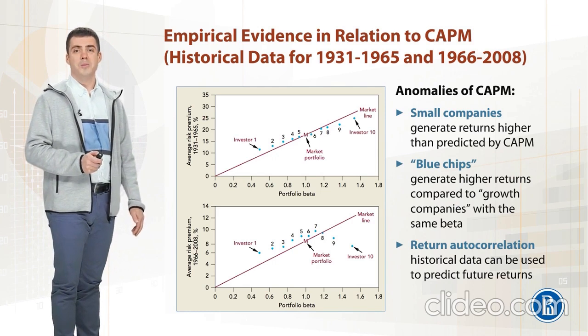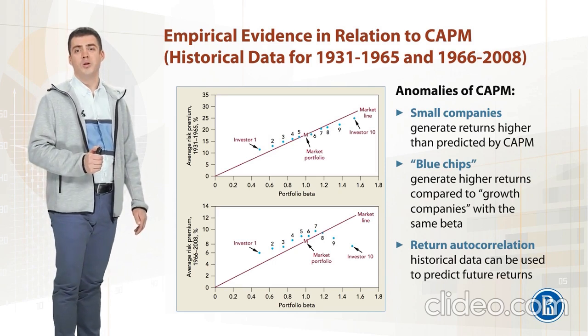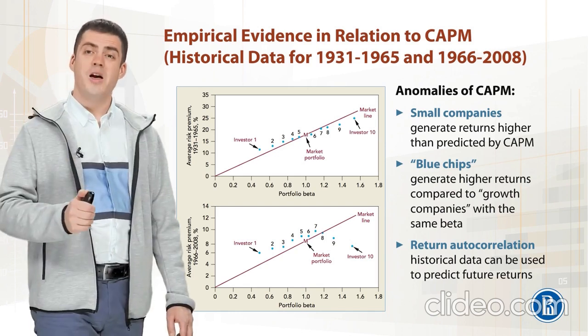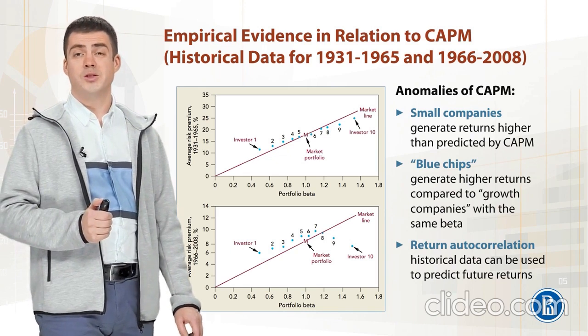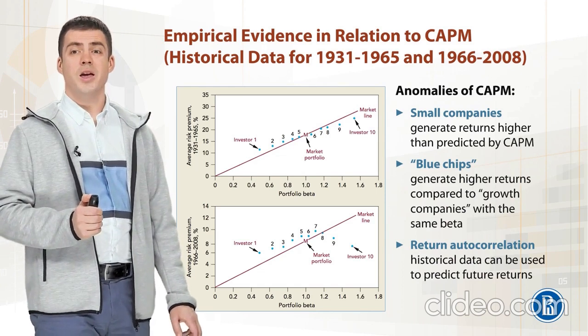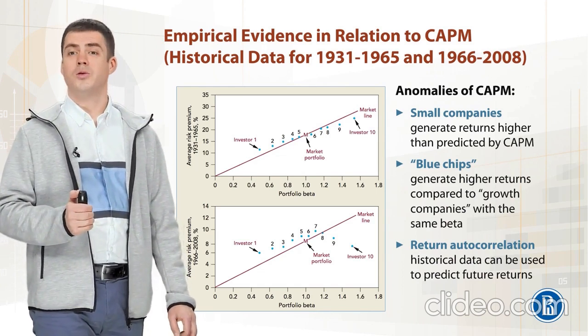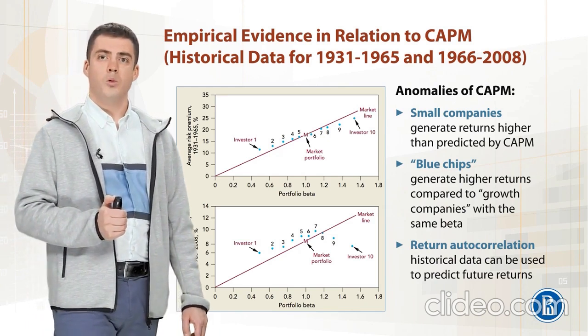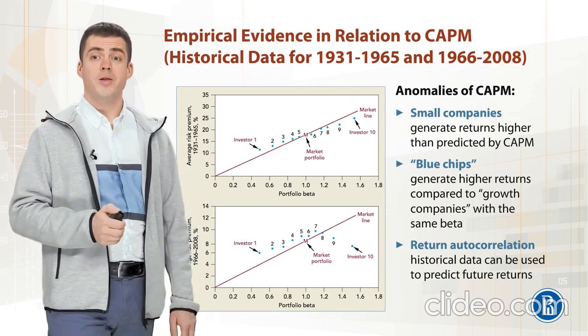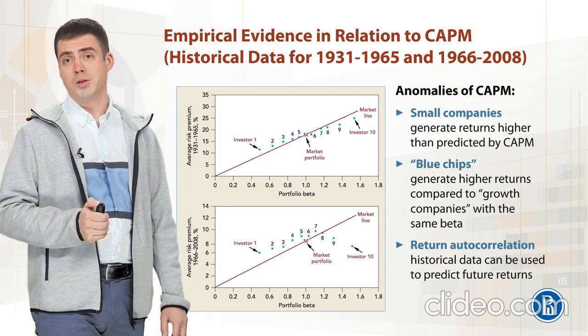And very soon there were some other anomalies which were uncovered. For example, it was observed and proved that small companies tend to generate returns higher than predicted by the CAPM. There was another anomaly for the blue chip companies, or the companies with low price-to-book ratios. They generate higher returns compared to growth companies with the same beta. We should also keep in mind the return autocorrelation, where we can use the historical return to predict future returns.